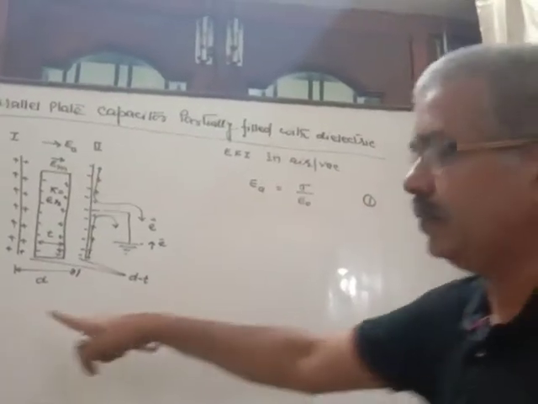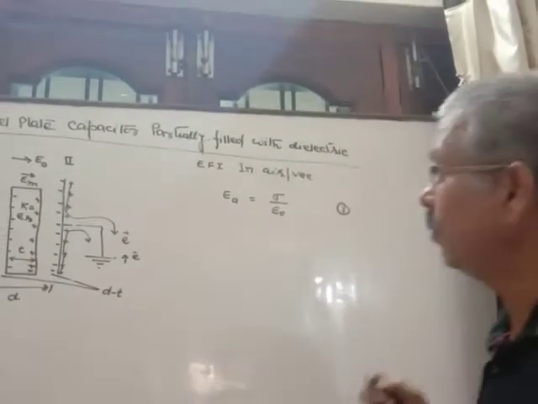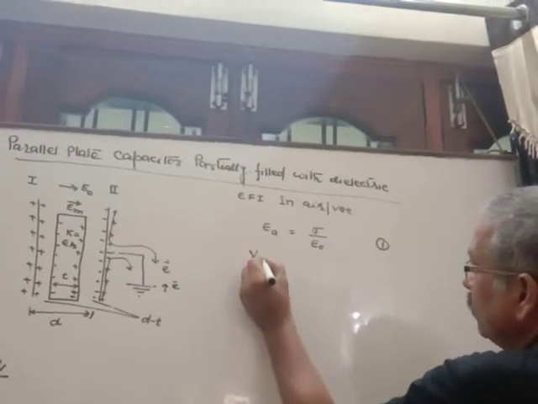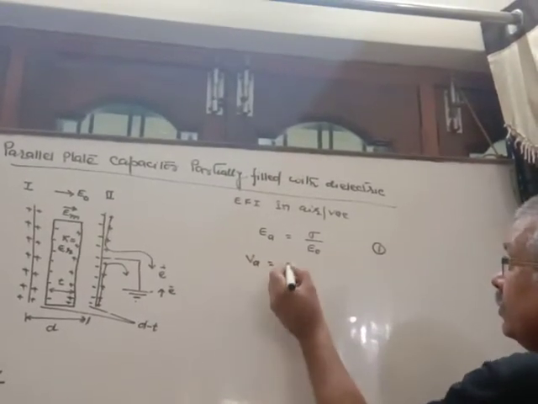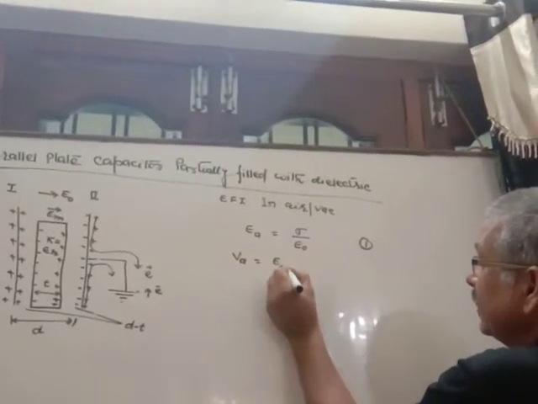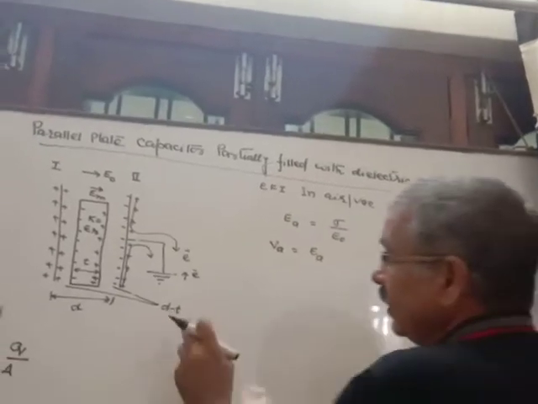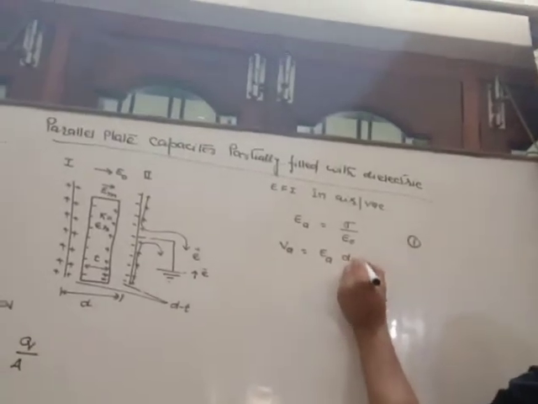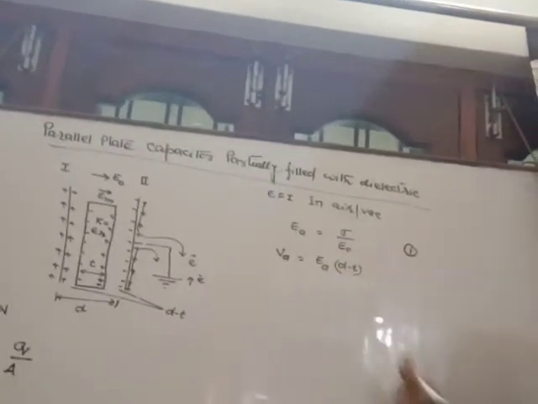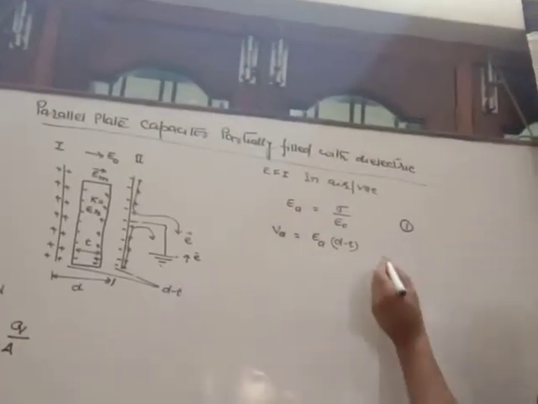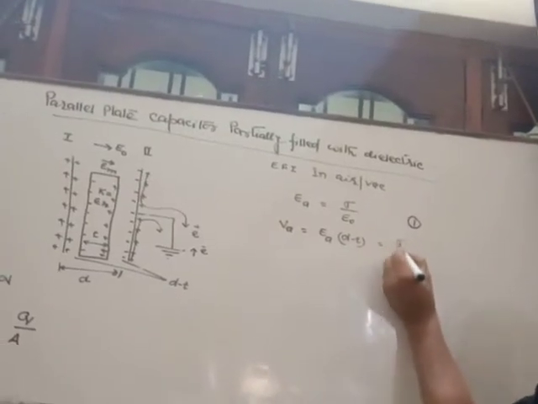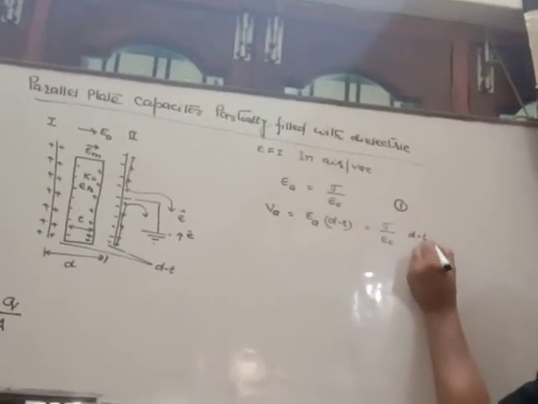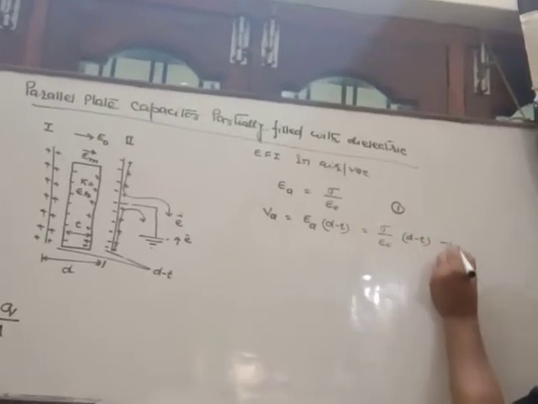And sigma is equal to Q upon A. So what is the potential in between the plates in the presence of air? As you know, VA is equal to ED, that is EA into the distance, and for air it is D minus T. This is for air. Put the value of EA, it is equal to sigma by epsilon 0 into (D minus T). This is the potential.